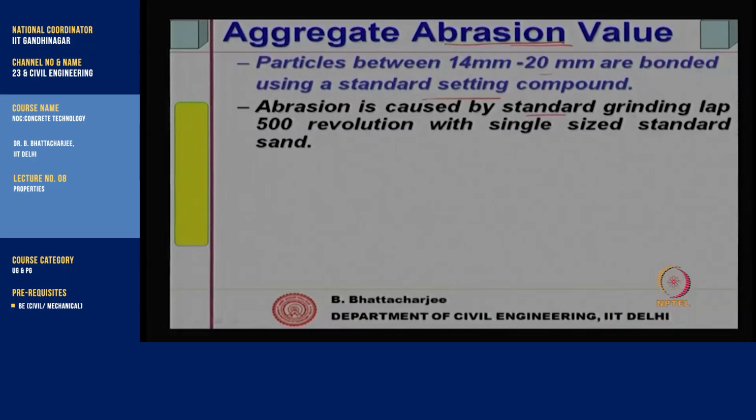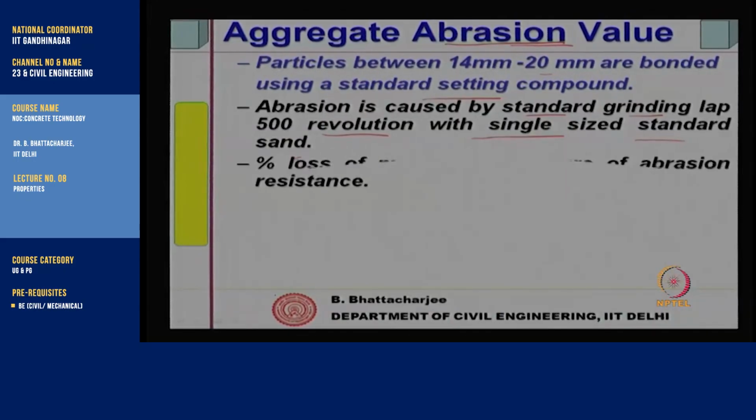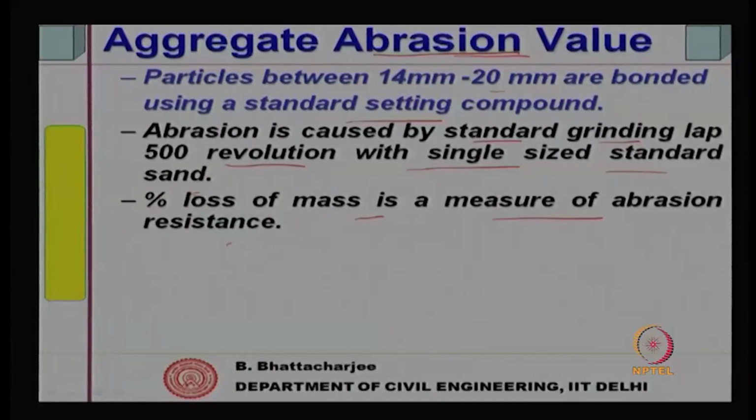Abrasion is caused by standard grinding and lapping through 500 revolutions with a single size standard sand. So, you cause abrasion through sand of single size, right. This does what is called lapping and grinding, and percentage loss of mass is a measure of abrasion resistance.